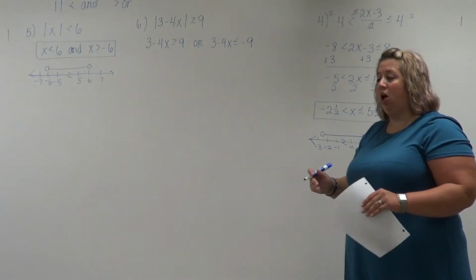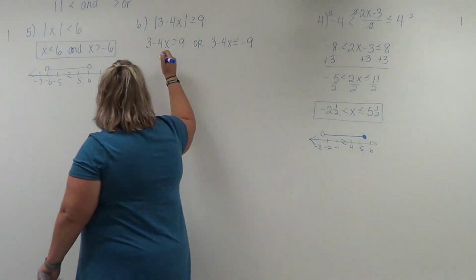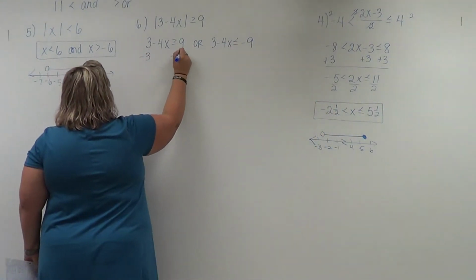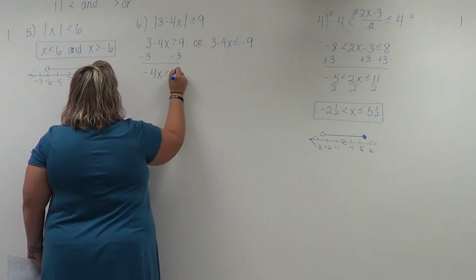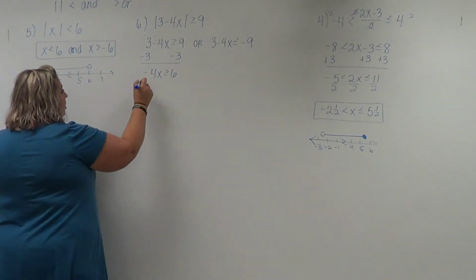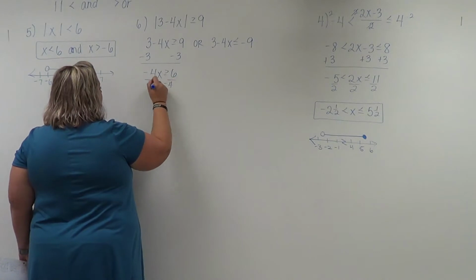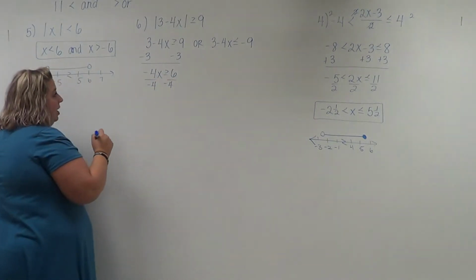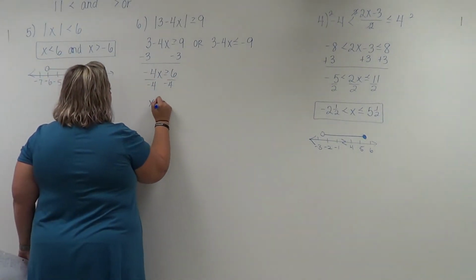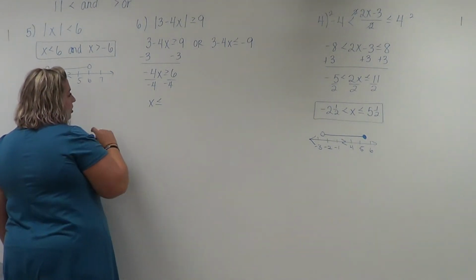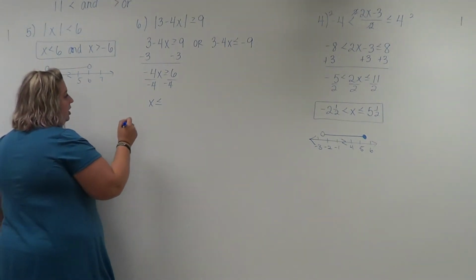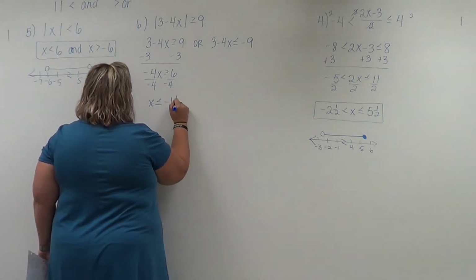Okay, then I'm going to solve. So on this one, I would subtract 3. So I have negative 4x greater than or equal to 6. Divide by negative 4. Remember, we're dividing by a negative, so we're going to flip the sign. And then it'll be negative 6/4, which reduces to negative 1.5.